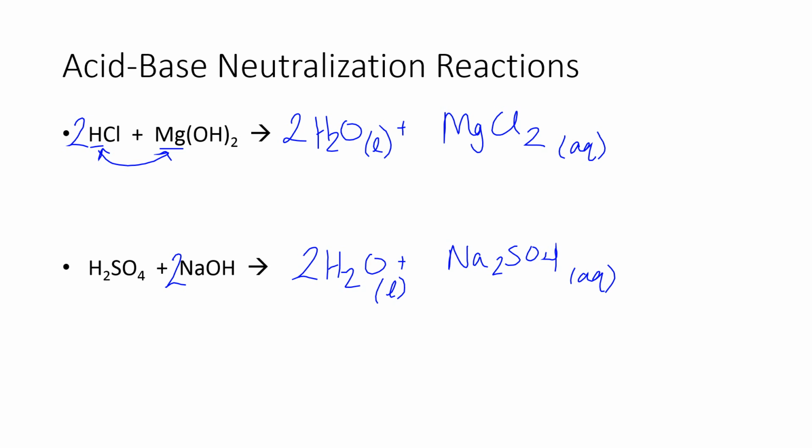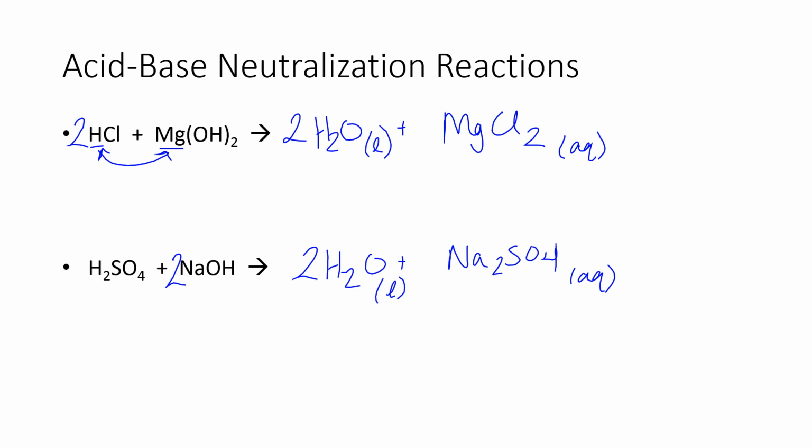If you're adding the state symbols on here, remember water is a liquid. It is not aqueous solution. It is just a liquid by itself, but the magnesium chloride would be aqueous. So this does not form a precipitate, but it does produce that molecular compound, the water.